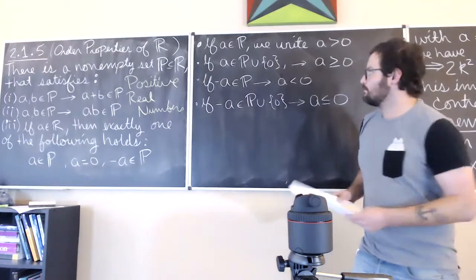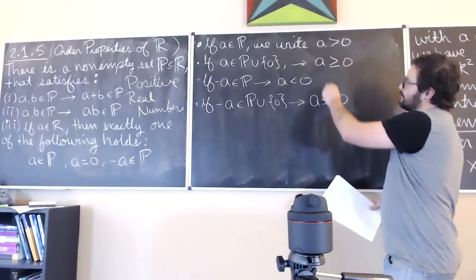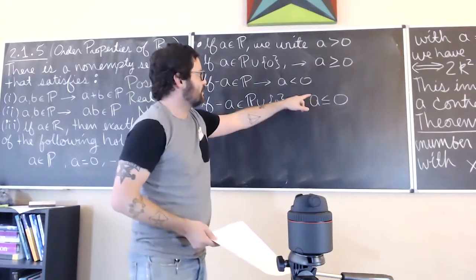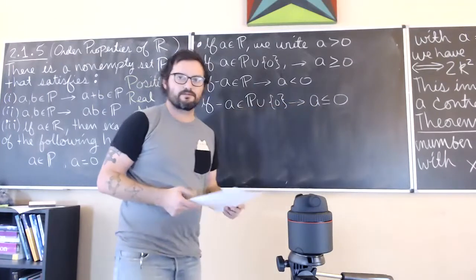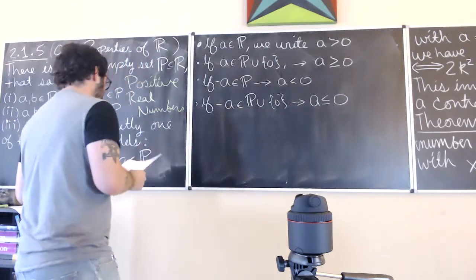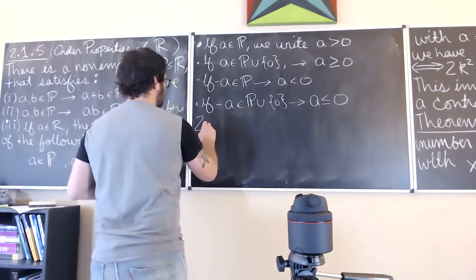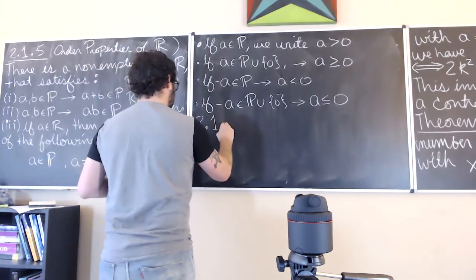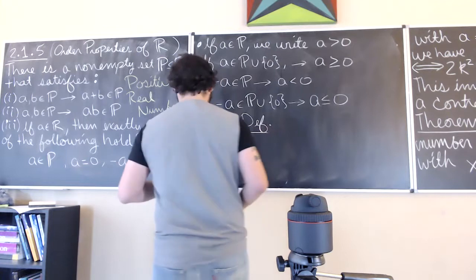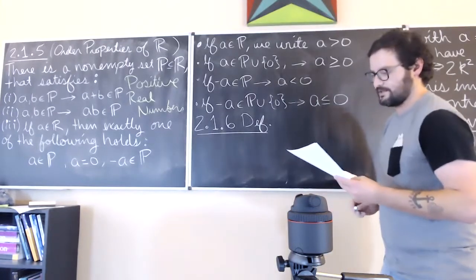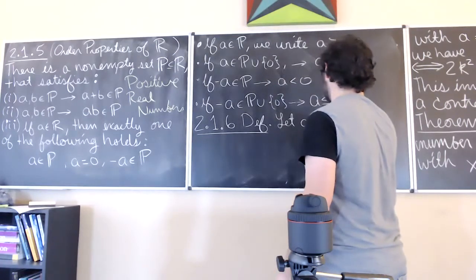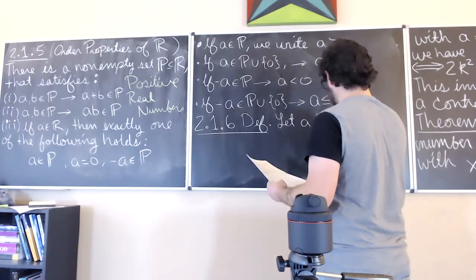Now, when you're greater than or equal to 0, you're said to be non-negative. If you're less than or equal to 0, you're said to be non-positive. In the strict case, you're just said to be positive or negative respectively. Okay. So next, we have a definition. So what does this definition say? So let A and B be real numbers.